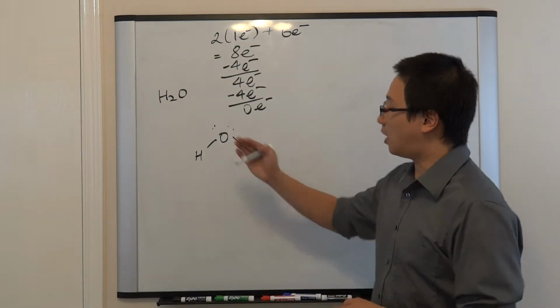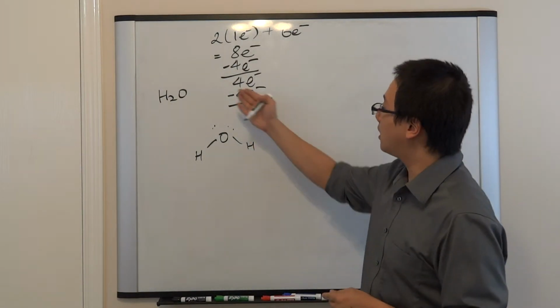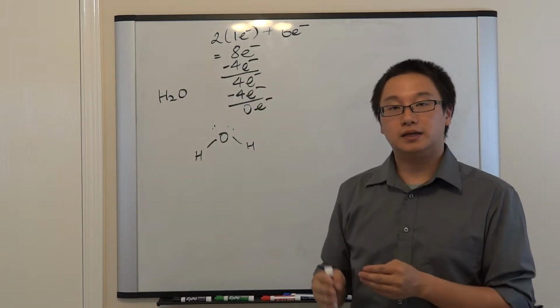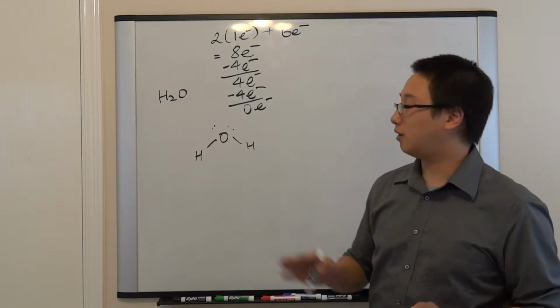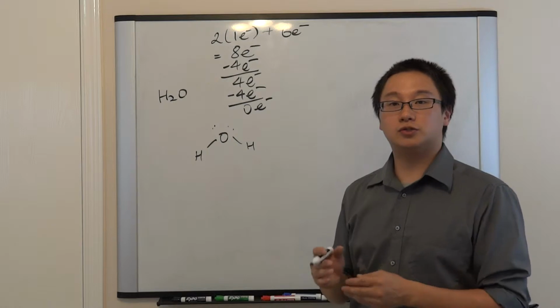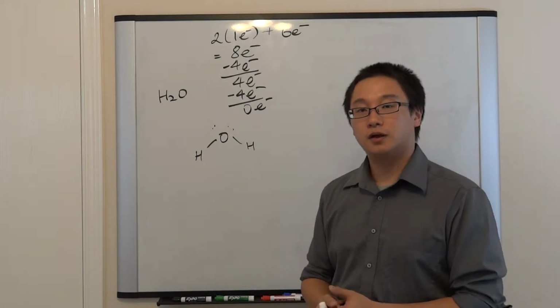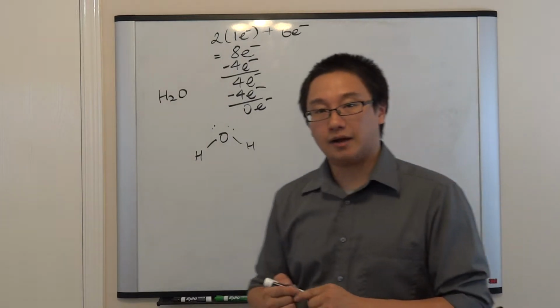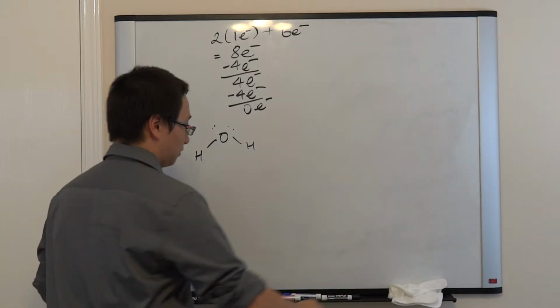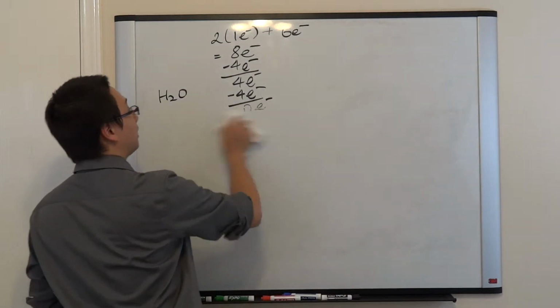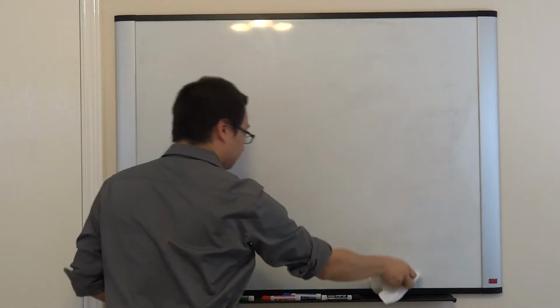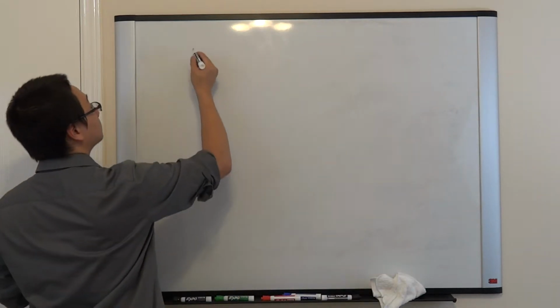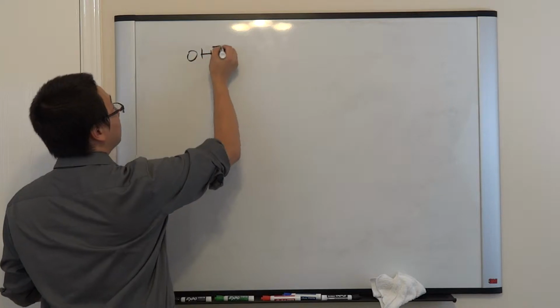So I hope you understand how we allocate the electrons that are not drawn on the outside atom. What we would do is to put them onto the central atom. Now this is a very easy one. Now what happens if we have an ion? Let's look at a very simple example for ions. Let's look at hydroxide, OH minus.